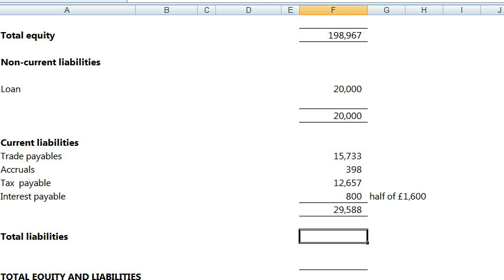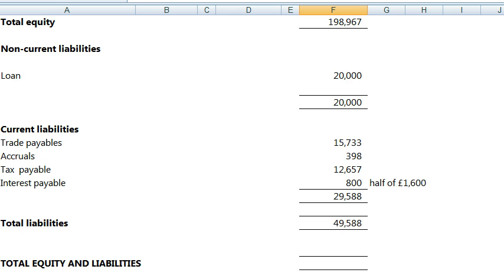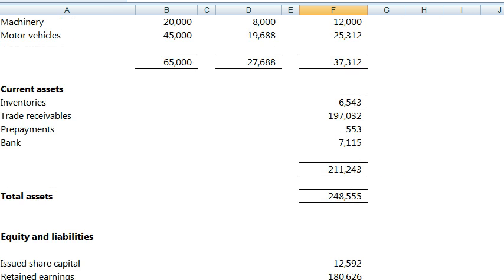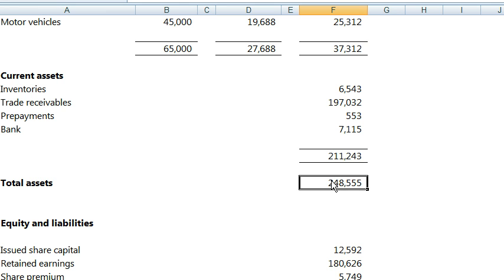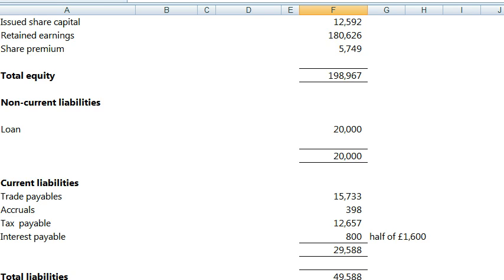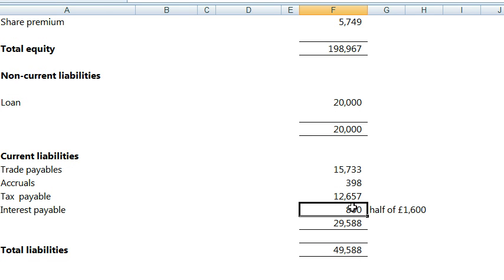Add your total liabilities, so the loan plus the current, and finally, let's see. If you add your equity to your liabilities, you should get 2,848,555. Should agree to your total assets, 2,848,555, finito.